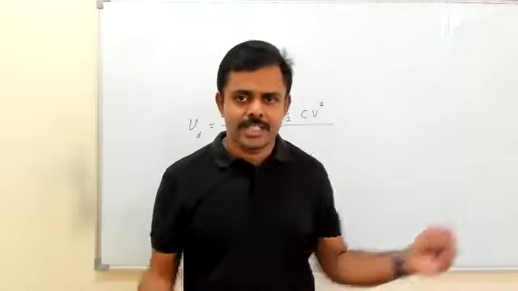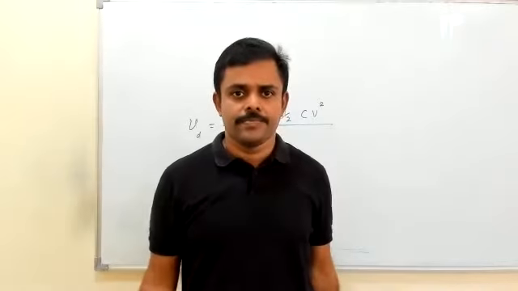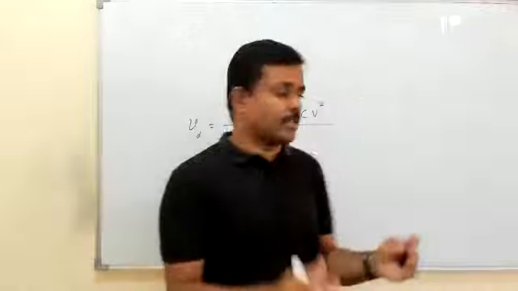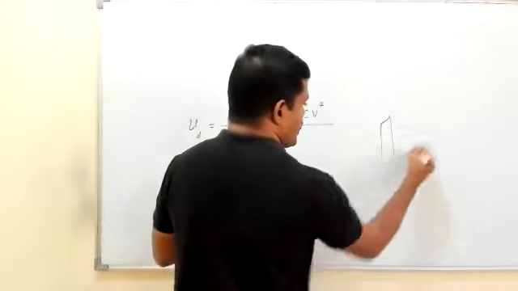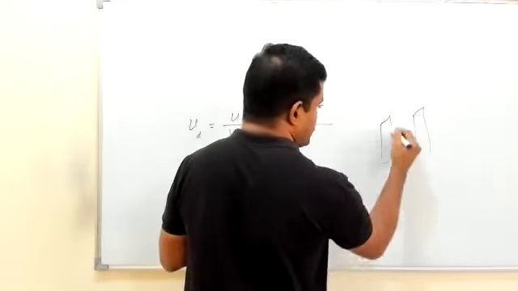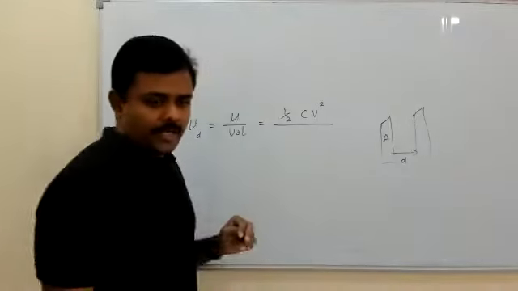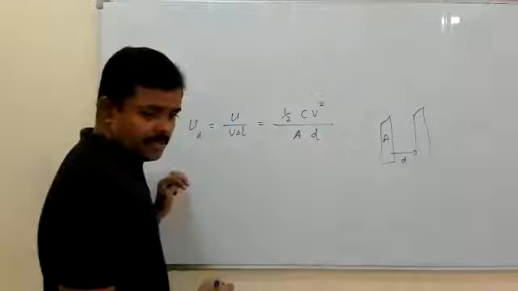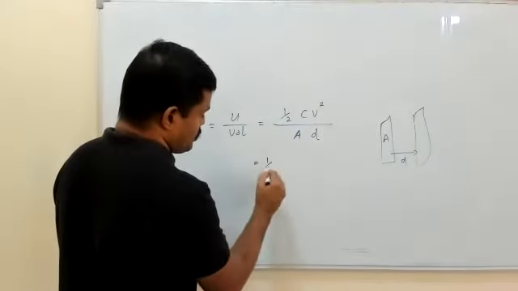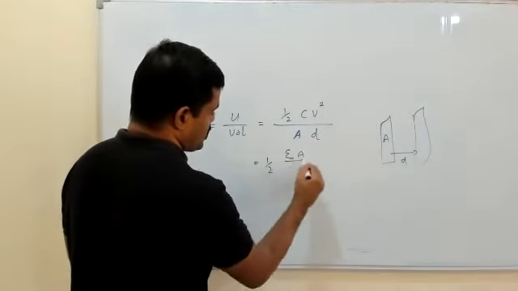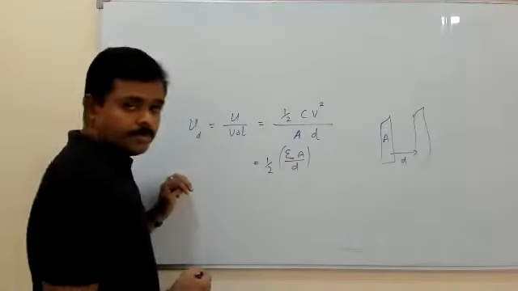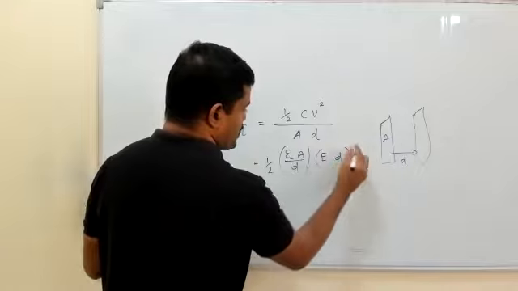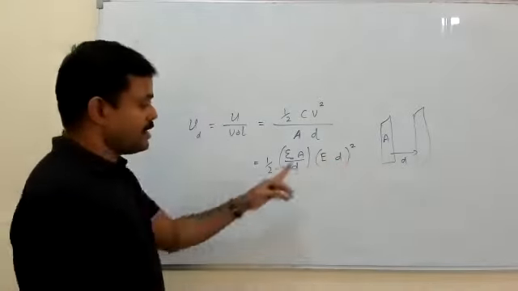Am I correct? Just imagine these to be the plates of a capacitor. Area of one plate into distance between the plates will give you the volume, right? So I can put area into distance, and tell me what you got. This is half into capacitance value. I can put epsilon 0 A by D into voltage. Yesterday I told you voltage is what? E into D. Voltage is E into D.